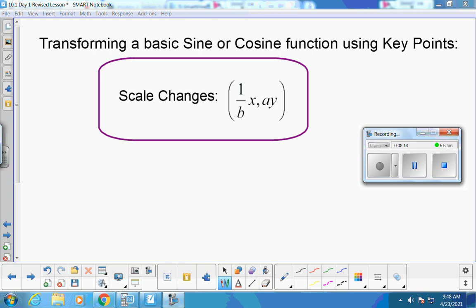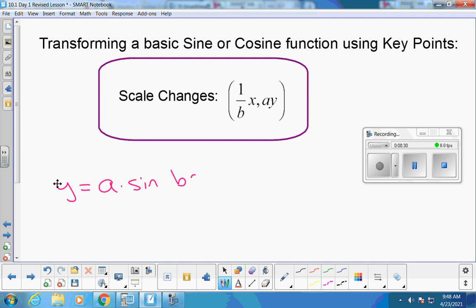All right, now it's going to get a little bit trickier. What we're going to do is transform a basic sine or cosine graph with an a and a b value. When I talk about an a and a b value, the a lives out front. That's going to affect the amplitude. And the b is going to be sitting with the x. That's going to affect the period.